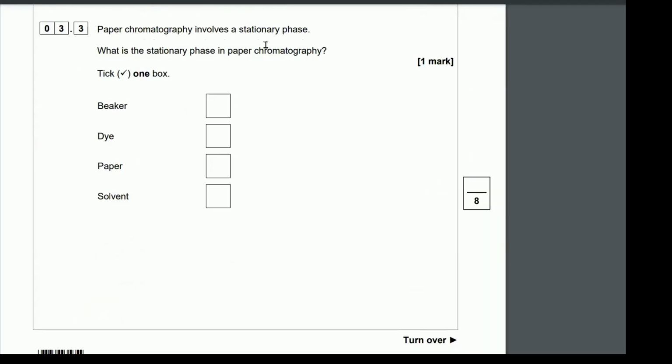Paper chromatography involves a stationary phase. What is the stationary phase in paper chromatography? Is it the dye, the paper, or the solvent? Which bit of the chromatography experiment is not moving? The answer is the paper. We call the solvent the mobile phase and the paper the stationary phase. You need to know that off by heart. So revision cards, people.